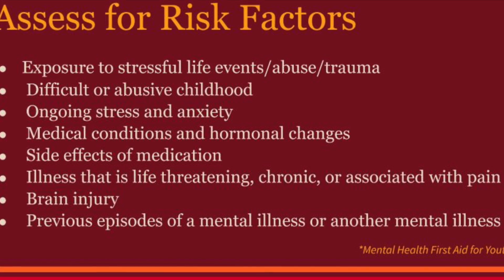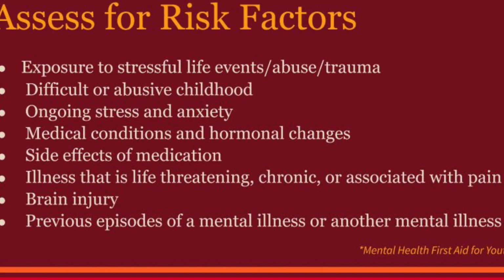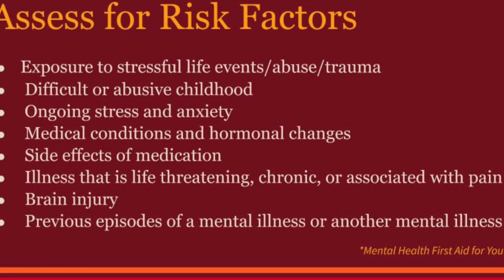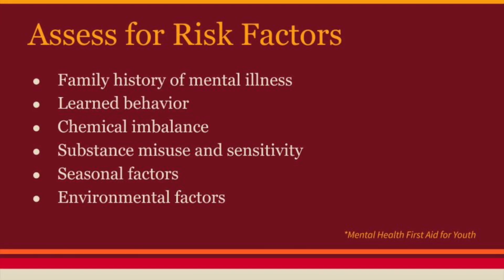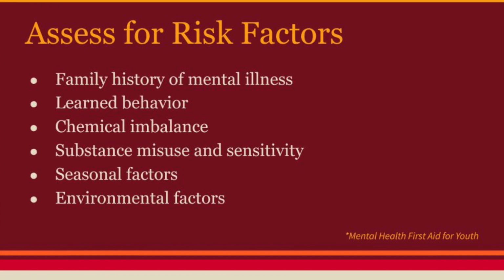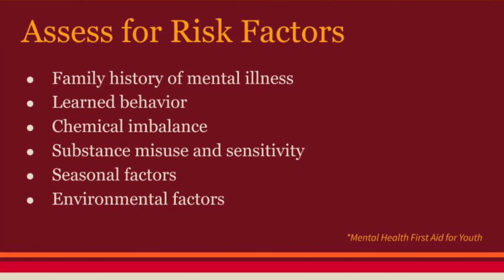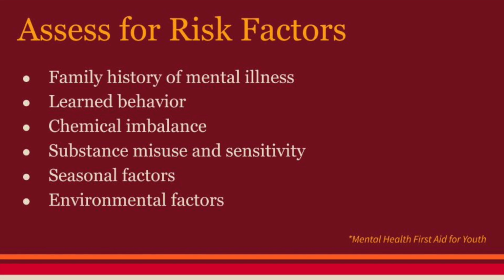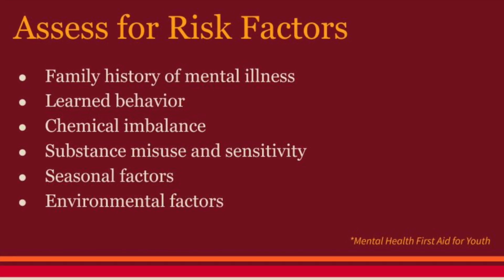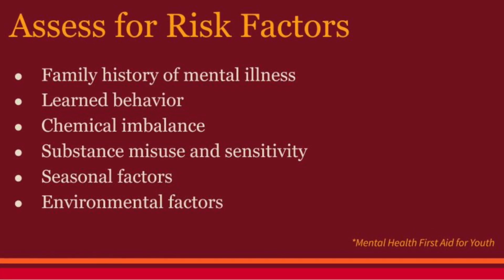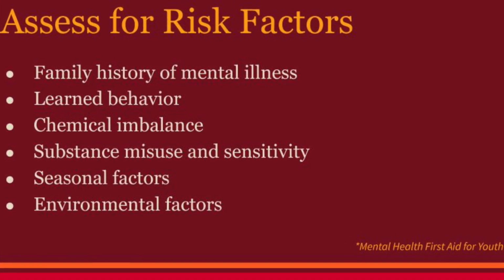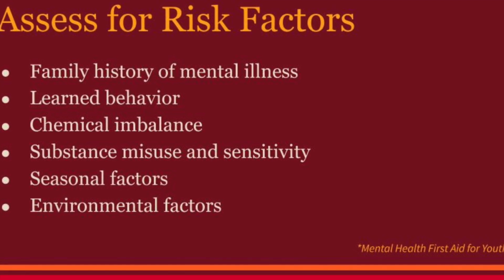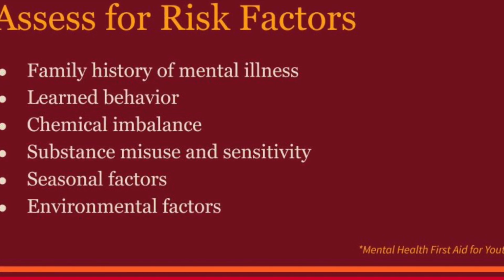If a student has been hospitalized before for a mental illness, you really want to keep a close eye on them to make sure they're doing okay. Some other risk factors may include a family history of mental illness or a family history of a suicide completion or attempt could be a risk factor, or usually is. A learned behavior of some sort, a chemical imbalance, substance misuse or sensitivity, seasonal factors, environmental factors, and things like a pandemic can really have an impact on someone's mental health.